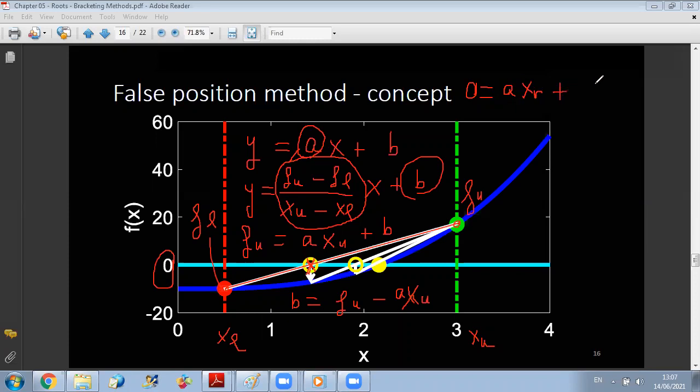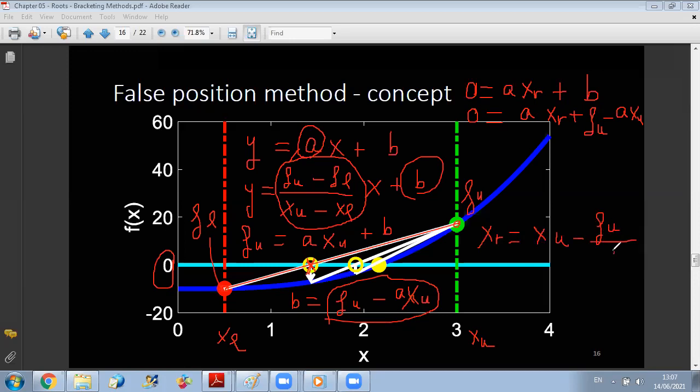Now I will replace b by its value. I got that b is fu minus a times xu. So if I replace, I get that 0 should be equal to a times xr plus fu minus a times xu. And this equation will give you what is xr, the estimate of xr. xr will be equal to xu minus fu over a.